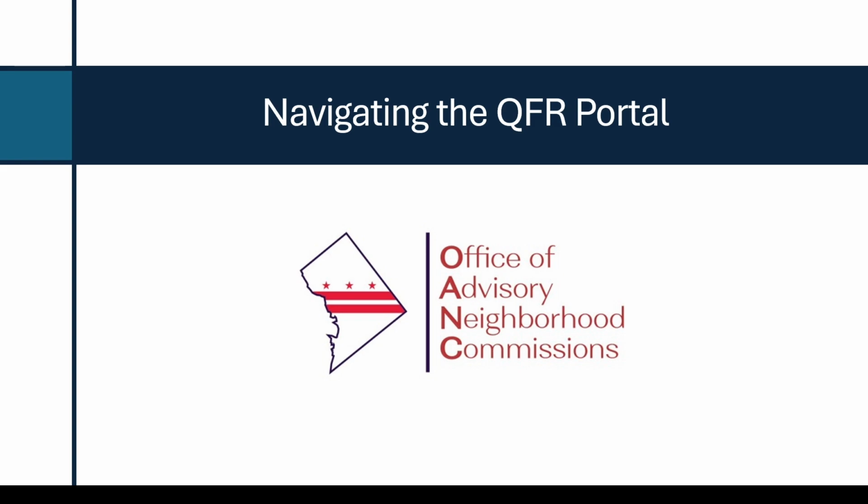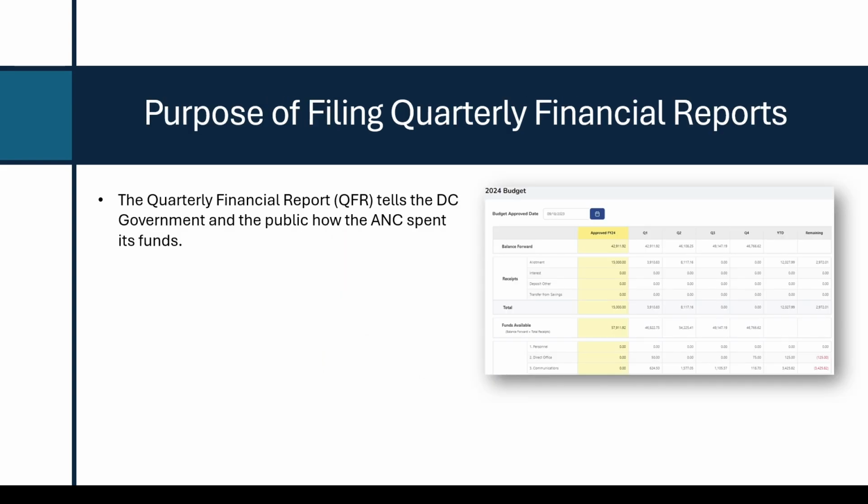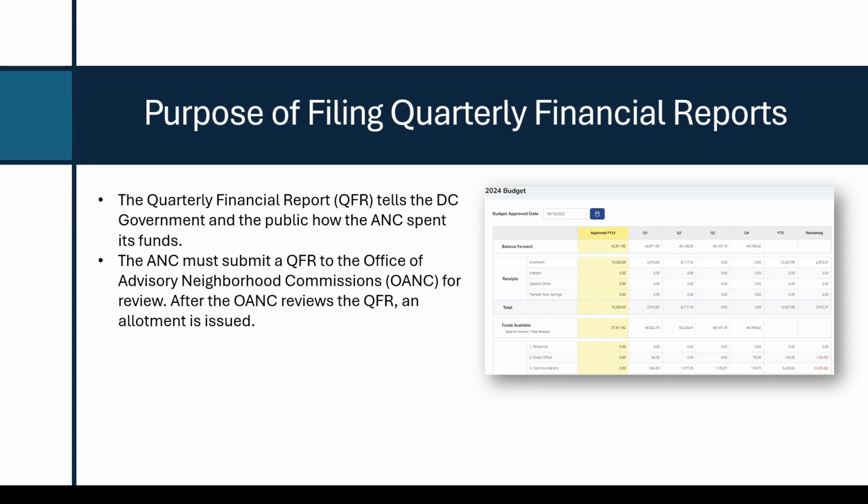In this video, I'll be going over how to navigate the QFR portal. The Quarterly Financial Report, or QFR, tells the DC government and the public how the ANC spent its funds. The ANC must submit a QFR to the Office of Advisory Neighborhood Commissions, or the OANC, for review. After the OANC reviews the QFR, an allotment is issued.